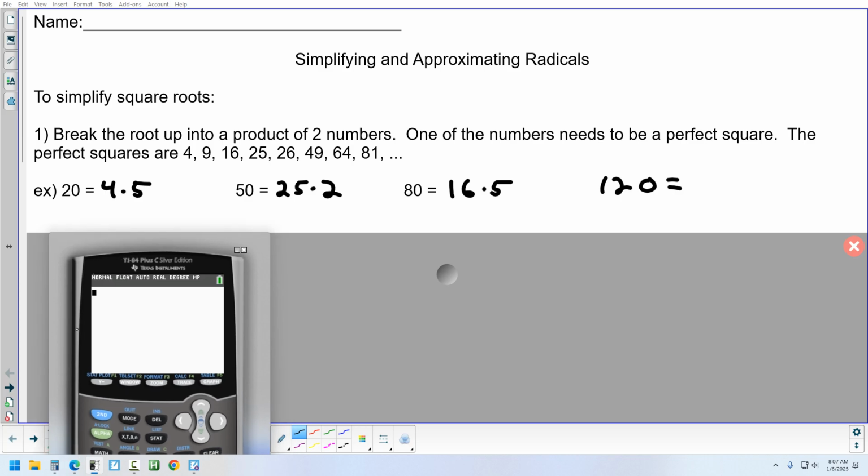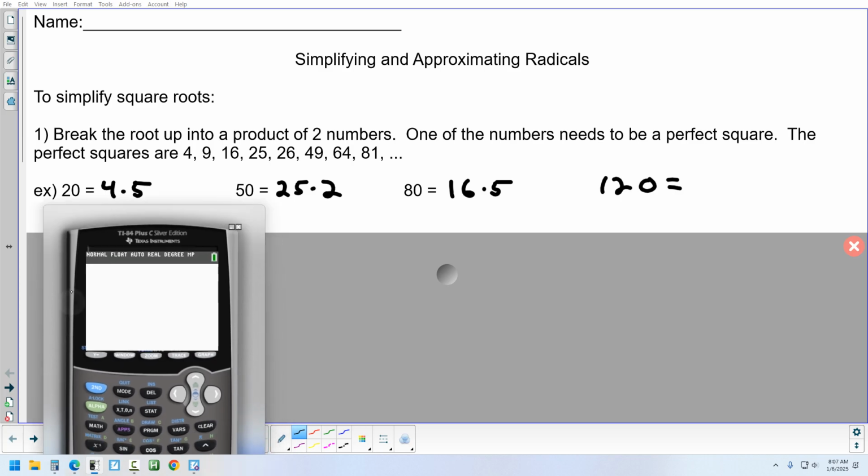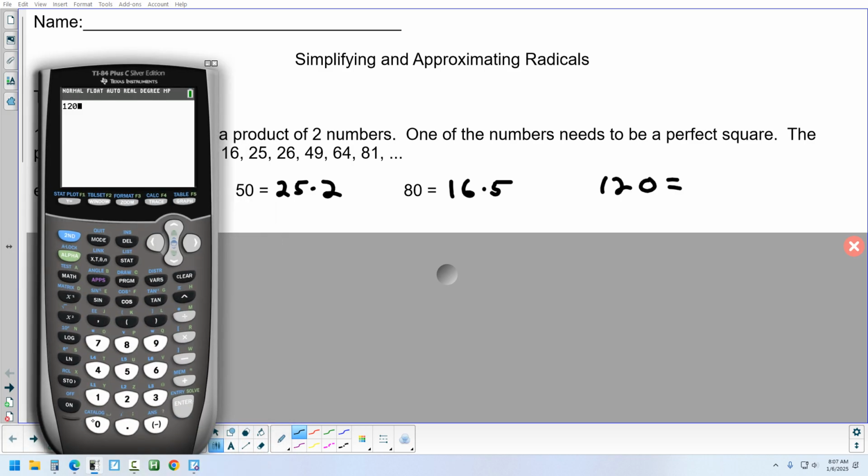Mia, what would be the next one I could try? 9. So let's see if 120 divided by 9 works. No, that one gave me a decimal, so 9 doesn't go into it. So Leigh, what would be the next one we could check? 16. Yeah, we could check 16. That one's not going to work either. Okay, 16 doesn't work. 25, no, 25 would go into 125, but not 120. And you can keep trying, but I don't think you're going to find one.